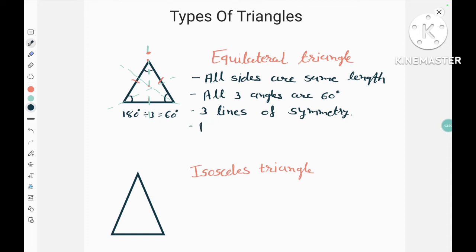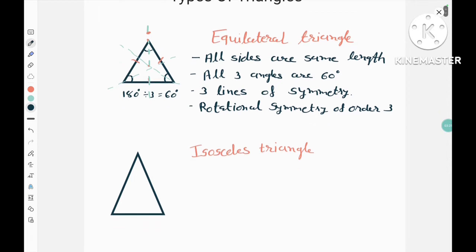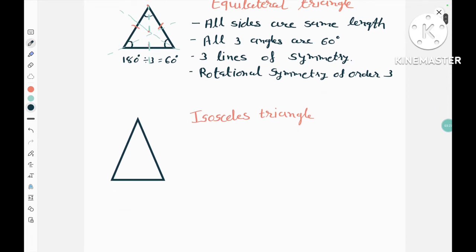Okay, so rotational symmetry of order 3. Okay, because it looks the same 3 times while it finishes one complete round. 3 times it looks the same, and then it is back in its real position, the starting position. Okay, let's see the next triangle.